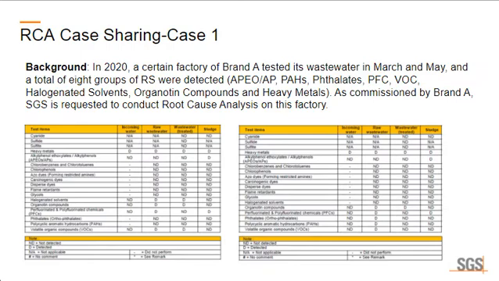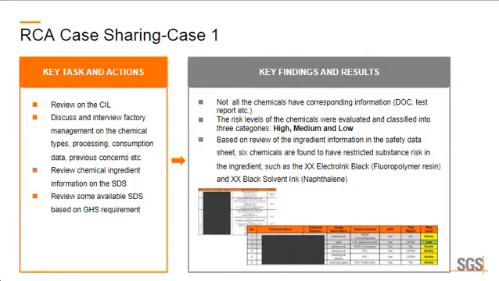As commissioned by brand A, SGS was requested to conduct a root cause analysis on this factory. And in this case, we took some actions like reviewing their CIL, discussing and interviewing factory management, and also reviewing the ingredients in their chemical SDS, and also reviewing all the available SDS whether based on the GHS requirements or not.